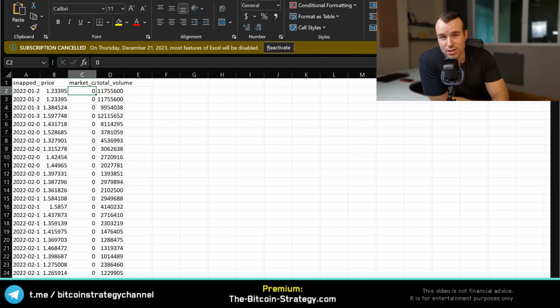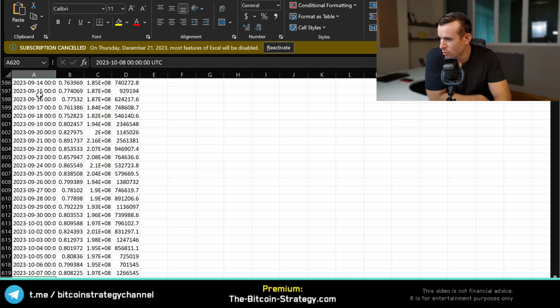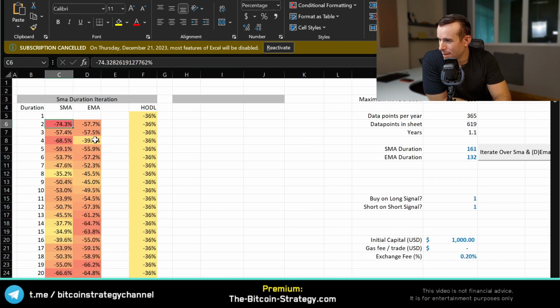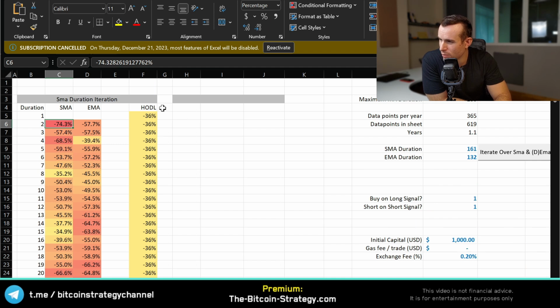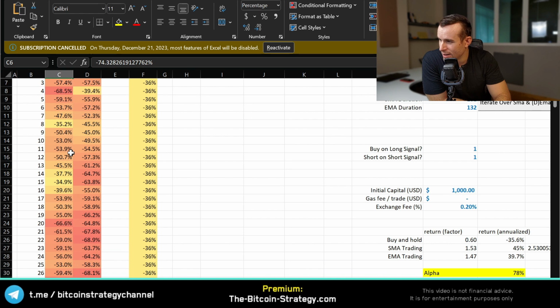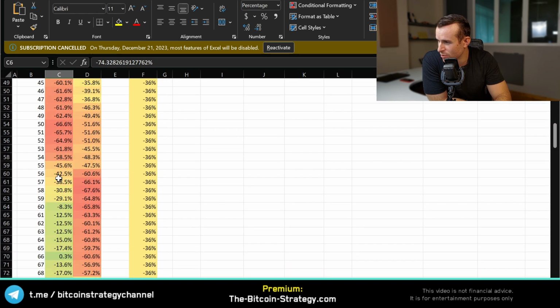That's the idea. So for the backtest, to find the best moving averages, I've taken data that starts in January of 2022 and it goes all the way to October of this year. I've then run a macro doing all of those backtests for different moving average durations. Buying and holding over the time would have given us minus 36%, unfortunately. And here's the annualized returns for the simple moving average and the exponential moving average.